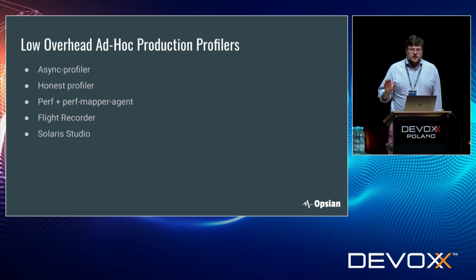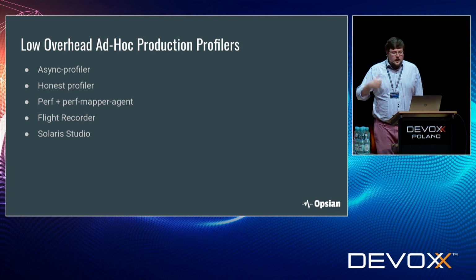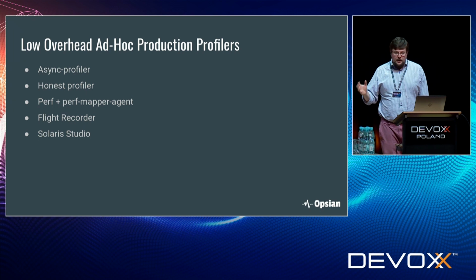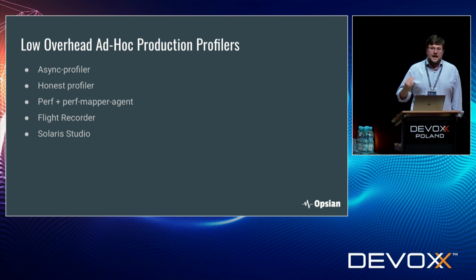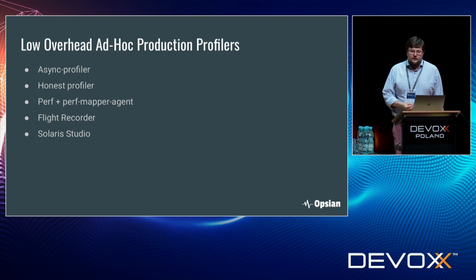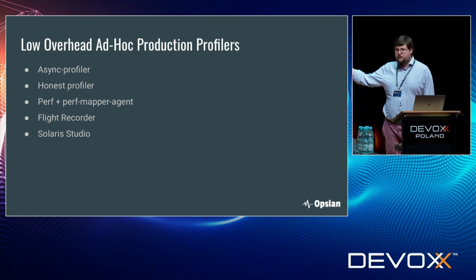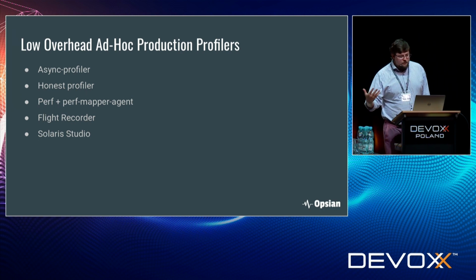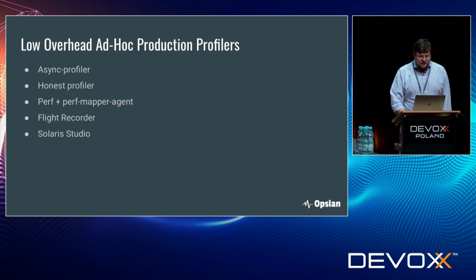Now, aside from Option, which is a low overhead continuous profiler, there's also a few open source tools you can use in order to get going with this kind of stuff. Async profiler, honest profiler, and perf with the JVM perf mapper agent are all GitHub open source projects that are very, very low overhead. They can all be configured to be low enough overhead for production usage. There's also Flight Recorder and Mission Control, which is now open source if you're using Java 11 or later. And there's also good old Solaris Studio, which is an excellent profiling tool as well. Don't be fooled by the name. It actually works better on Linux than Solaris.